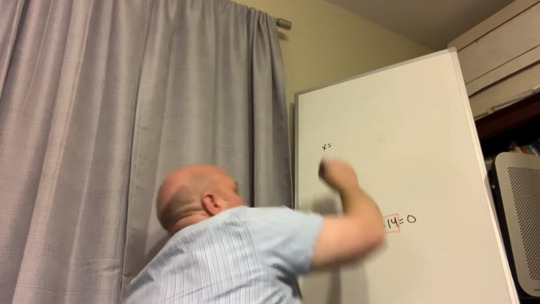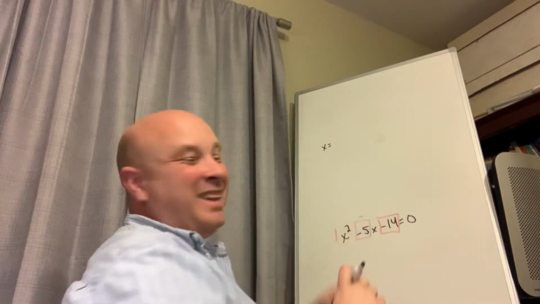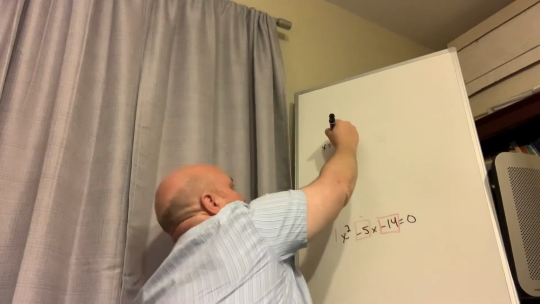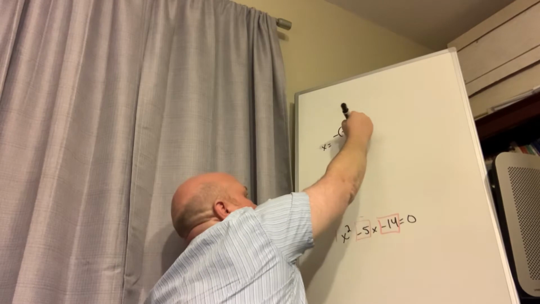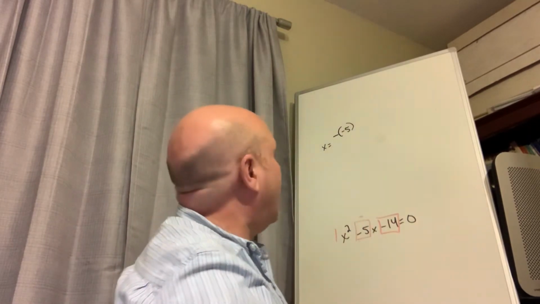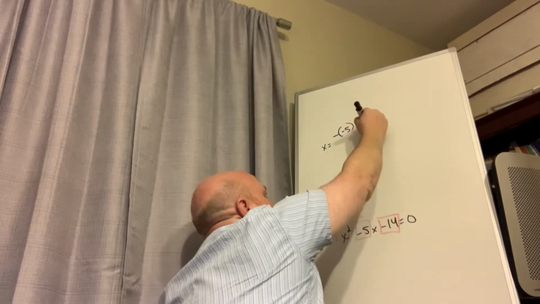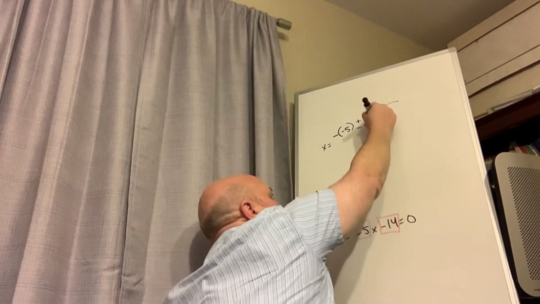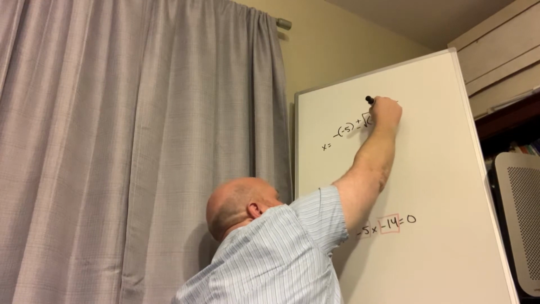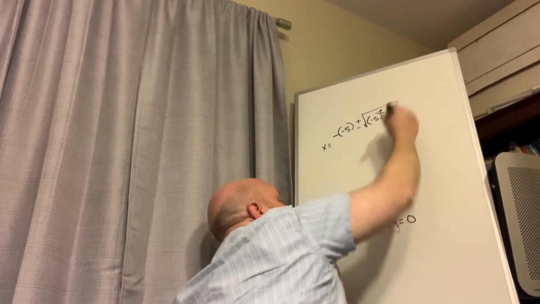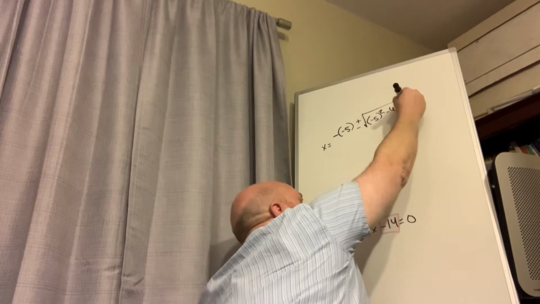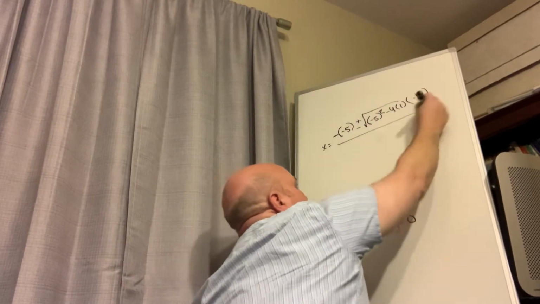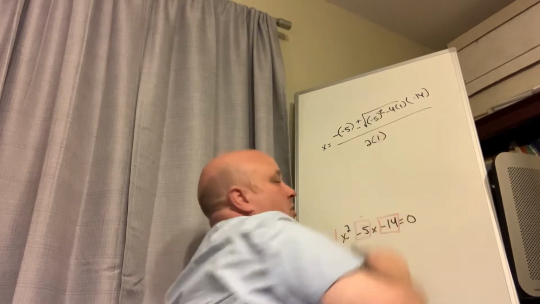X equals negative B. What is negative 5? Well, it's going to be a positive 5. So negative 5, okay? Plus or minus the square root of B squared, which is negative 5 squared, minus 4 times A, which is 1, times C, which is negative 14. All of this is divided by 2 times 1, because that's 2 times A.